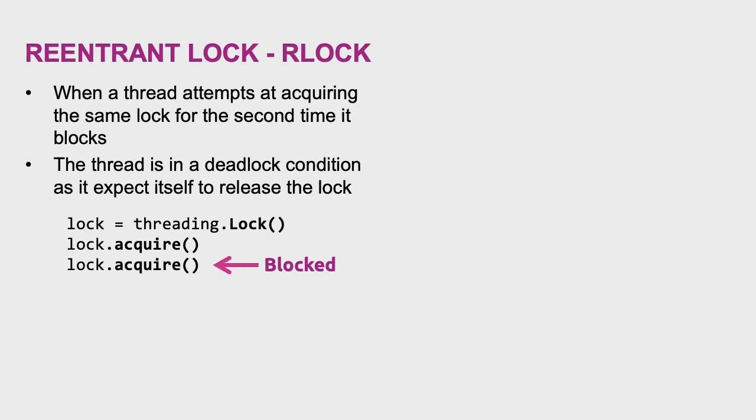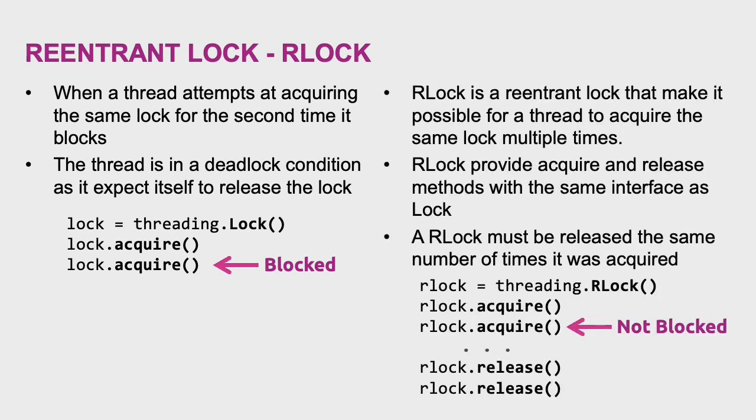The solution is reentrant locks, or rlocks. Basically, a reentrant lock works as an ordinary lock, but has some special feature. A reentrant lock makes it possible for a thread to acquire the same reentrant lock multiple times. So it works exactly like another lock, but when a thread acquires a multiplicity of times the same lock, it does not block. So your application is not stuck.